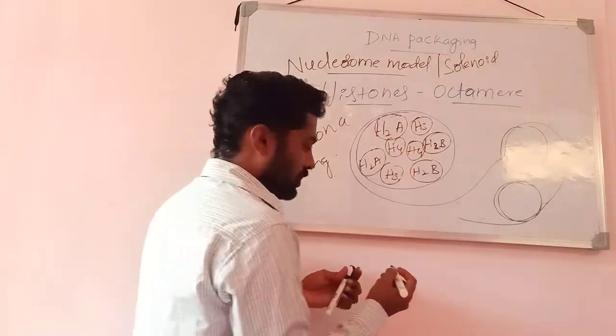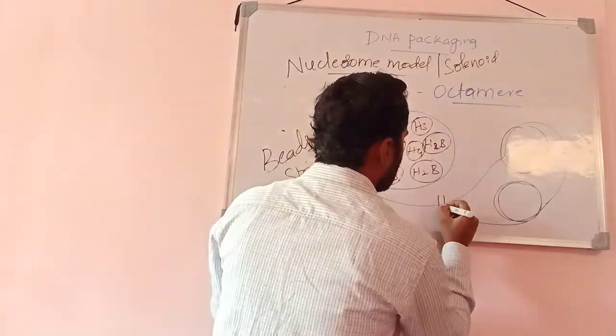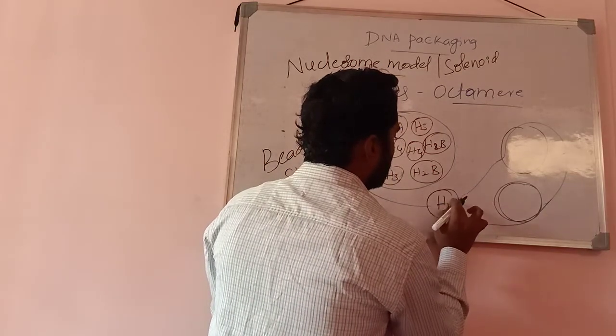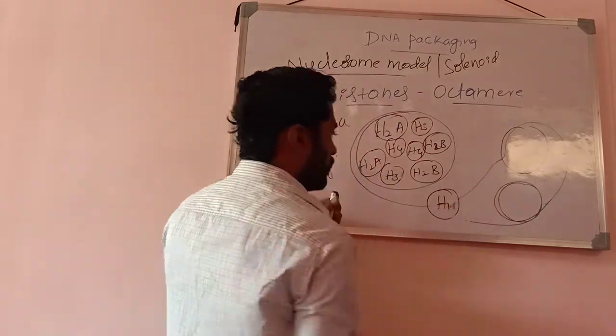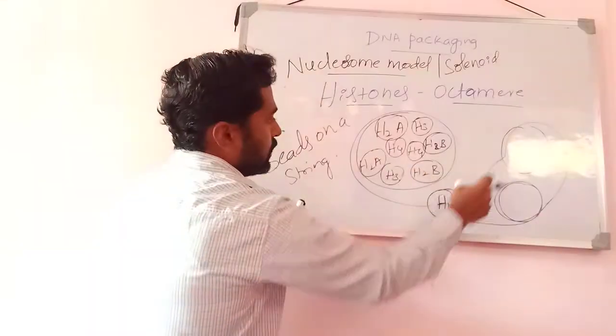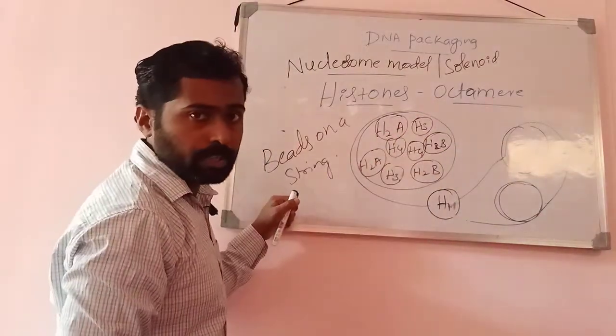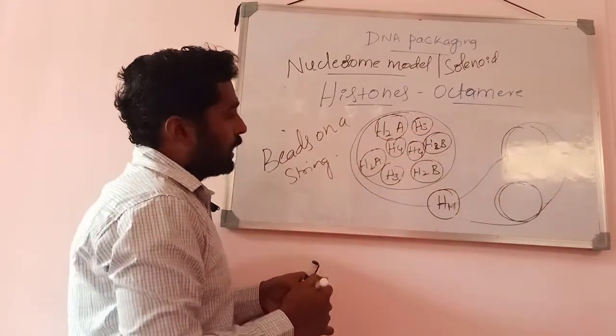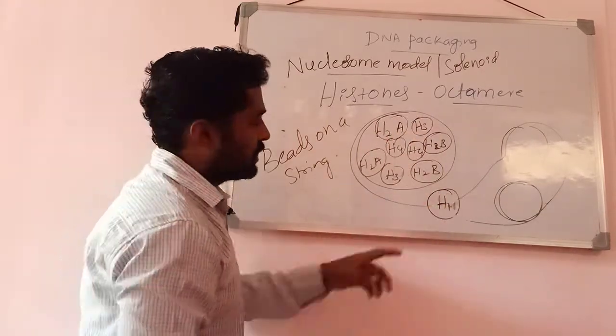See, there is another histone called H1. The H1 histone links the two nucleosomes, that is, it links the two histone octamers. ಎರಡು histone octamer ಏನು ಮಾಡುತ್ತೆ ಅದು ಲಿಂಕ್ ಮಾಡುತ್ತೆ. It is not found in the histone core, ಅಲ್ಲಿ ಇರಲ್ಲ. It is found outside the core, that is the H1 histone.